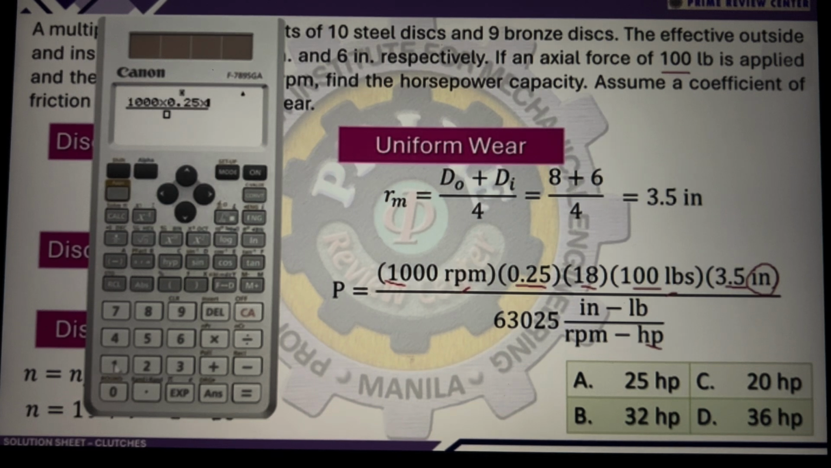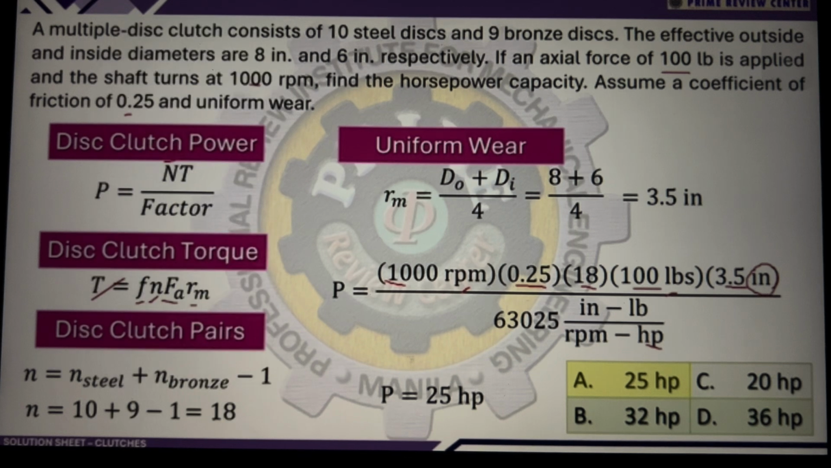Okay, so lagay lang yung ating values sa ating equation, and consistent naman yung units natin. So sa machine design, always check your units, lalo na pag gumagamit kayo ng mga empirical na formula. Kasi kadalasan sa empirical formula, hindi siya proper. Okay, so ang makuha nating value ng power is 25 HP and that is yung letter A natin.